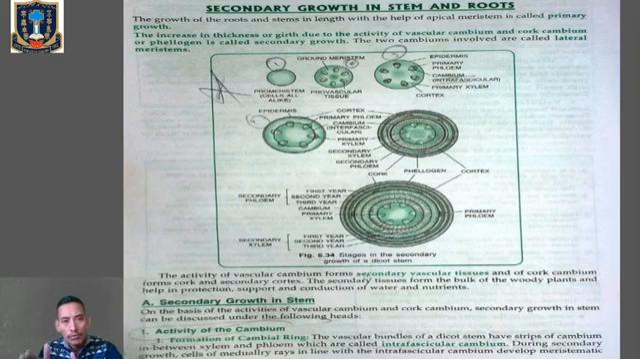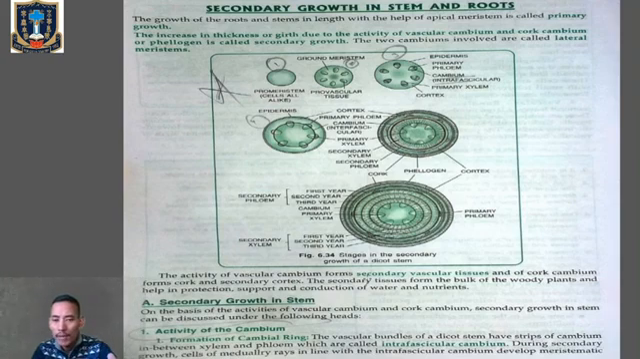Clear? So two cambia are involved here, the cork cambium and the vascular cambium. These two cambia are involved in the secondary growth of the stem, and they are collectively also known as lateral meristem. Apical meristems are involved in the primary growth of the stem and the root, whereas the lateral meristems are involved in the secondary growth in the stem and the roots. Clear? Okay. Now the secondary growth in the stems can be discussed under different headings.